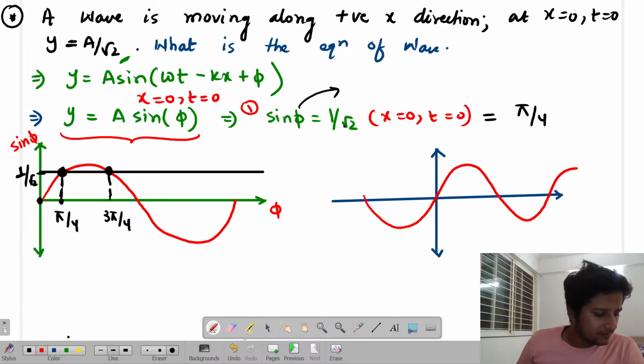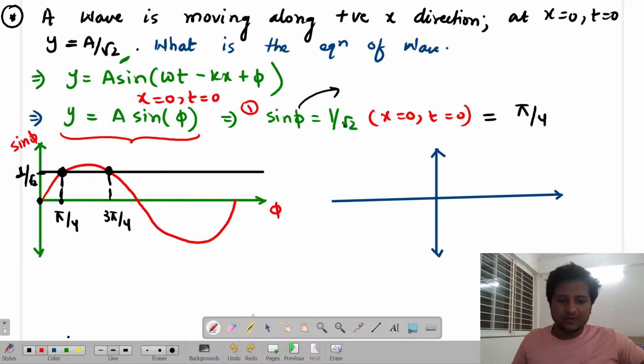Now look carefully, when it has some kind of phase, means if it has some kind of initial phi, the graph will be drawn like this way, isn't it? This is my original graph.